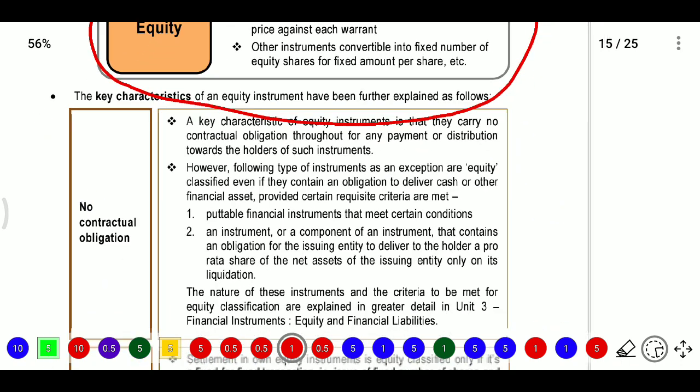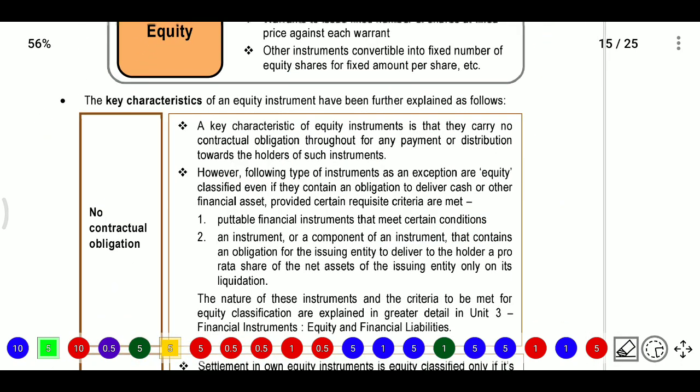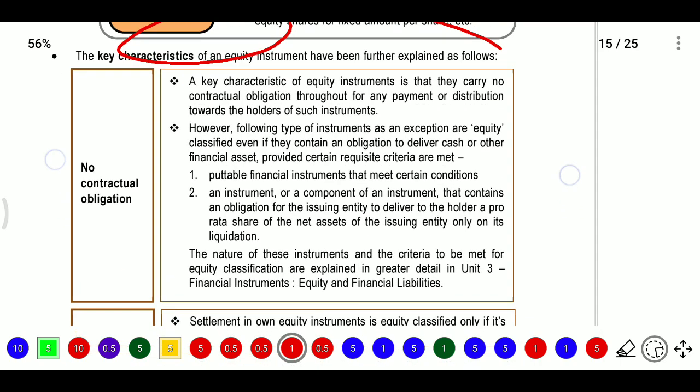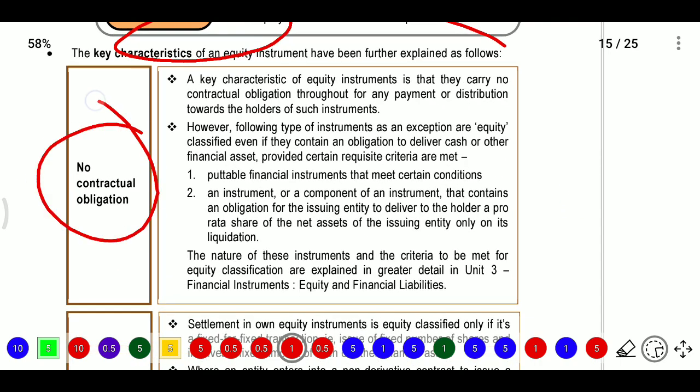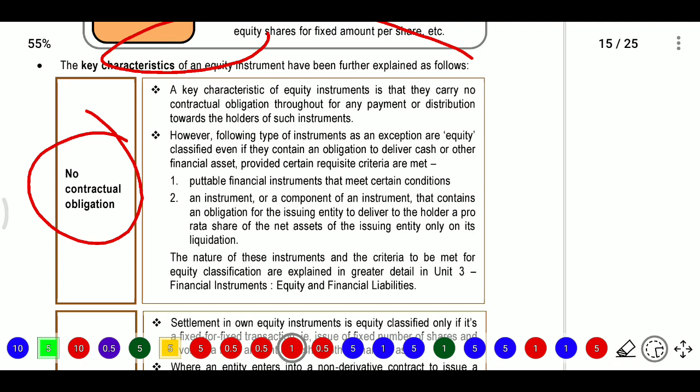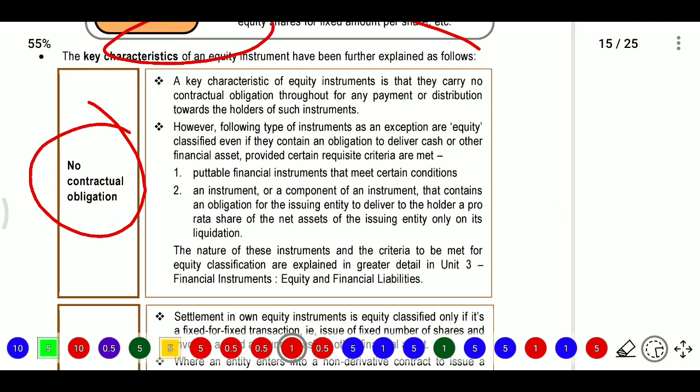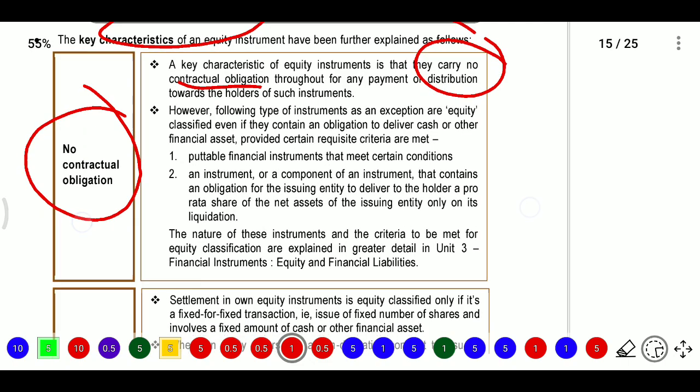What are the key characteristics of equity instruments? The key is contractual obligation. When we do not have any contractual obligation, it will become equity. If we have a contractual obligation, it will become a financial liability. The key characteristic of equity instruments is that there is no contractual obligation for any payment or distribution. In the interim also, they will not have any obligation.